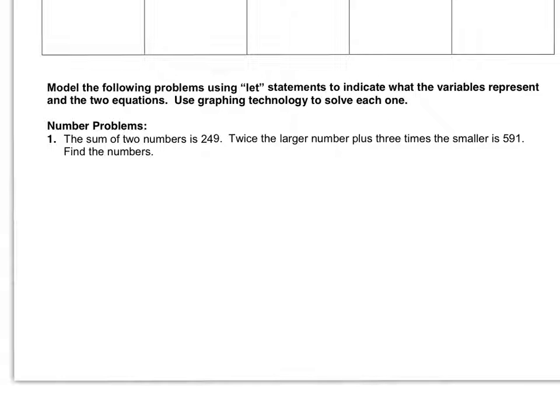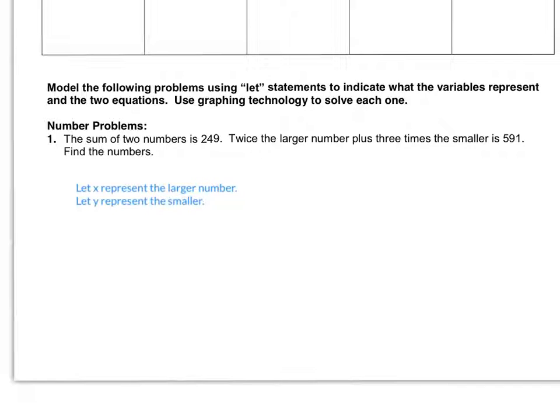In this case we have the sum of two numbers is 249. Right away I'm thinking that sum means to add, and I have two different numbers. Sometimes it takes me until I read the whole problem, and I kind of jumped the gun on this one, but I would read through the whole problem first before starting. Let x represent the larger number. And then my other let statement will be let y represent the smaller number. So there are my let statements.